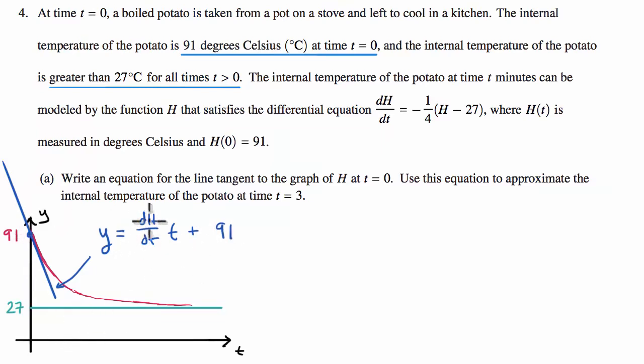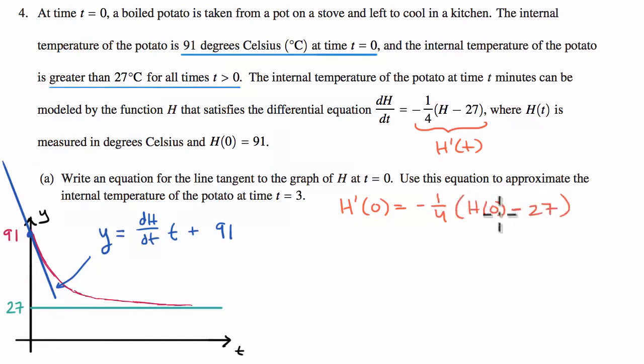So what is our derivative of h with respect to t at time t equals 0, right at this point right over here? Well, we just have to look at this. You could also write this as h prime of t. So if we want to think about h prime of 0, that's going to be equal to -1/4 times h of 0 minus 27. What is our initial temperature minus 27? This is, of course, 91 degrees. They tell us that multiple times. We've even drawn it a few times. 91 minus 27 is 64. 64 times -1/4 is equal to -16.